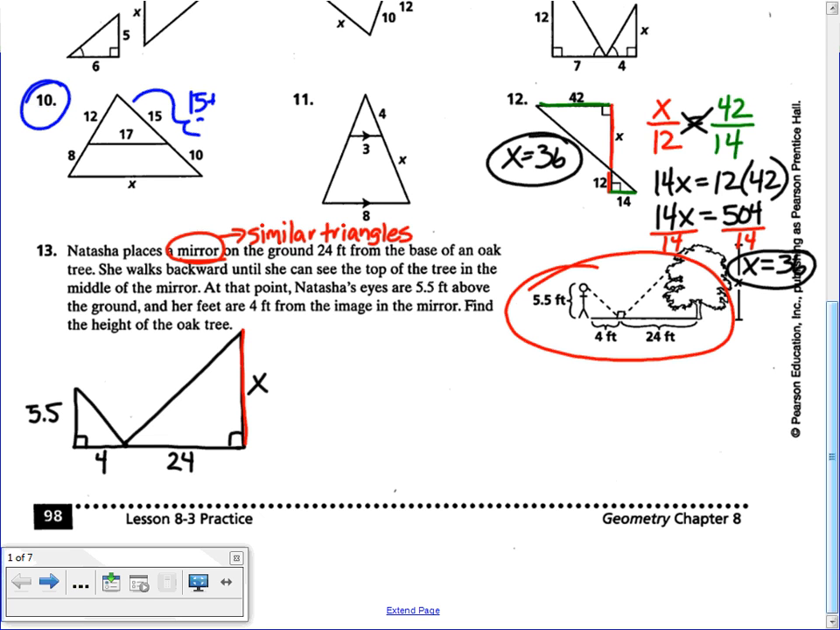Let's see what we've got. So I find my x. The x is over here, and it corresponds to the 5.5. So I can set up from left to right, 5.5 over x. And then I have the 4 corresponds to the 24, and if we're going still left to right, 4 goes in the top because it's from the left triangle, and 24 goes on the bottom because it's from the right triangle. So I'm keeping the same order. I can cross multiply for x.